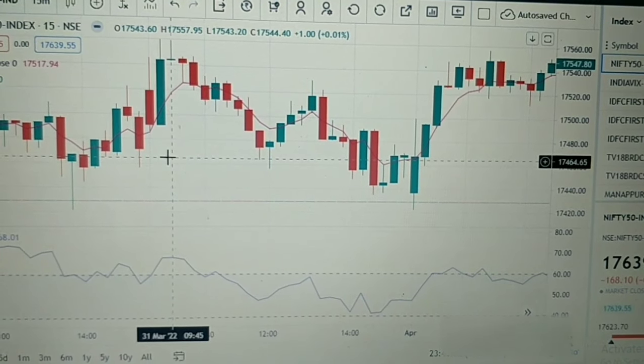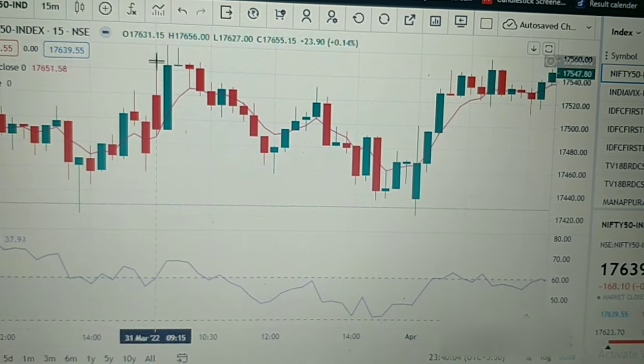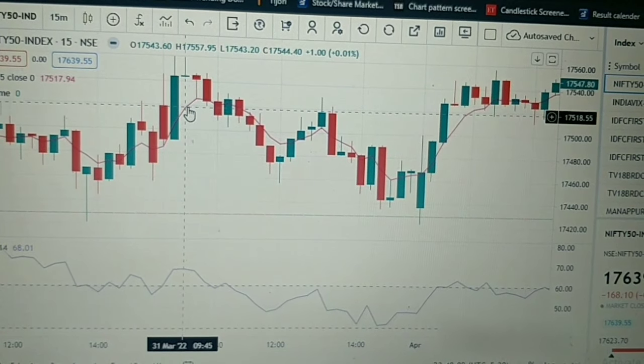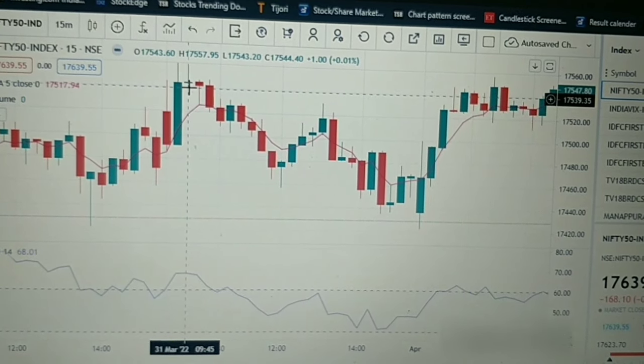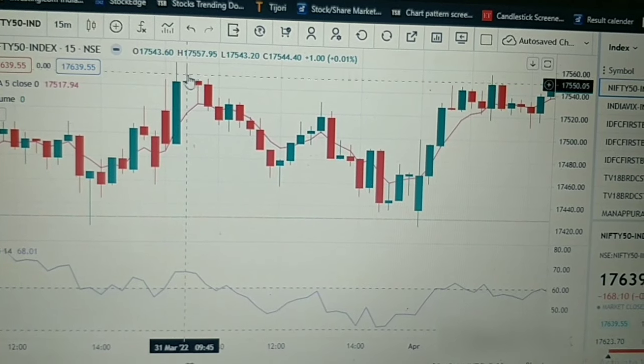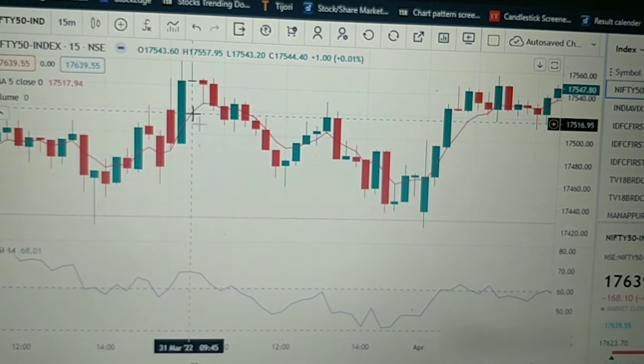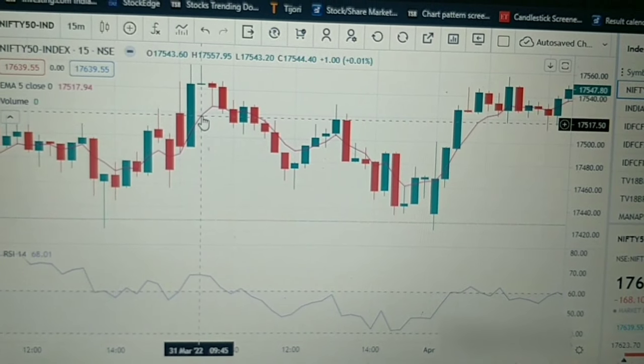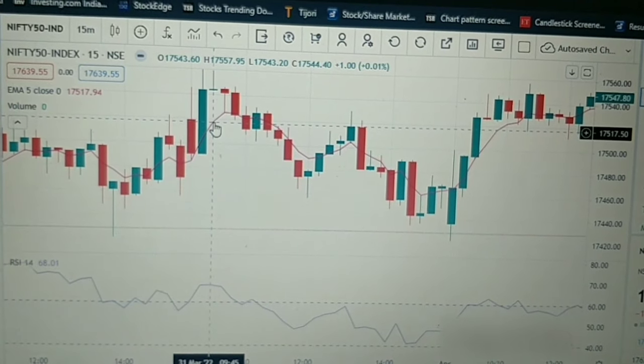Now what would be our exact strategy? Like we could see here this candle. If we observe this candle, this is away from 5 EMA. So our first basic requirement is, once a 15-minute candle is away from EMA, away means it is not touching the EMA. Neither its body part nor its wick is touching the EMA.